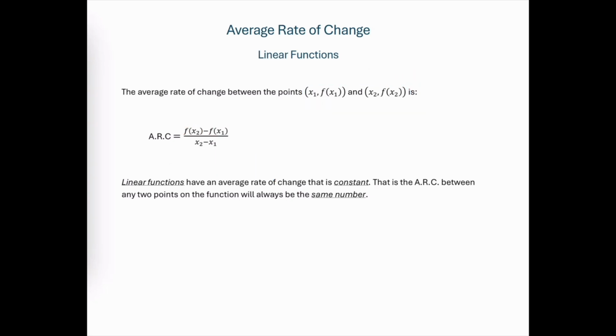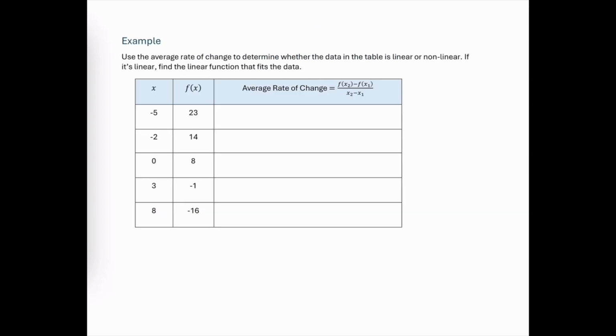When we're looking at data in a table, we'll say that that data can be represented by a linear function if the average rate of change between each of the ordered pairs is a constant value. Stated slightly differently, if the average rate of change between any 2 points on the function is the same number, no matter which 2 ordered pairs we're looking at, if we get the same average rate of change all the way down the table, then we say that the data in the table is linear, and that the average rate of change that we get throughout the table is the slope of the line that contains all of the points. So let's look at an example.